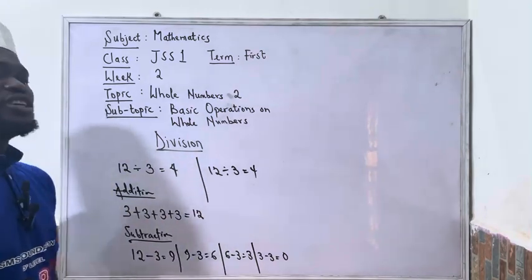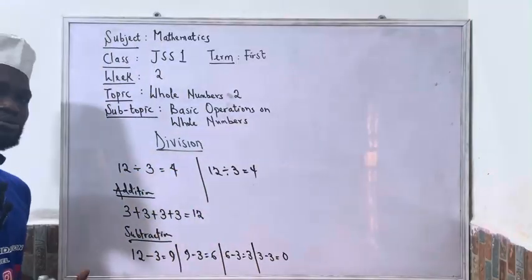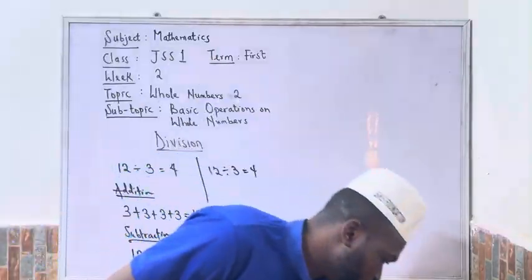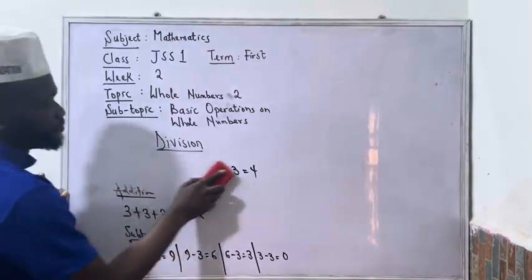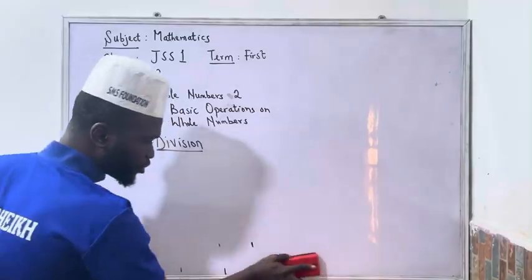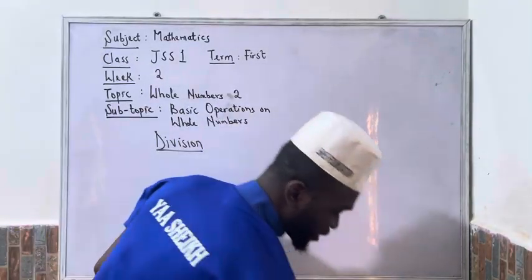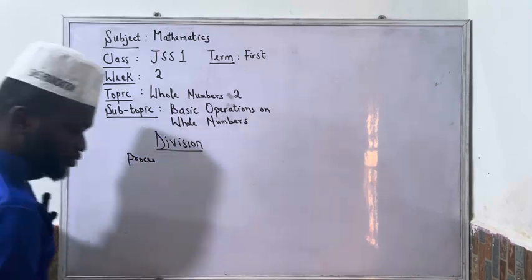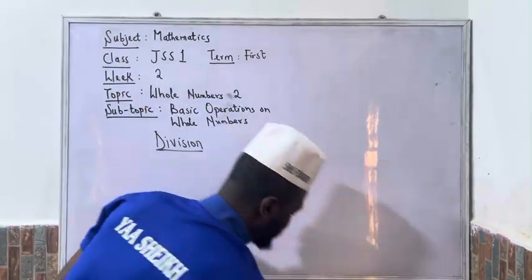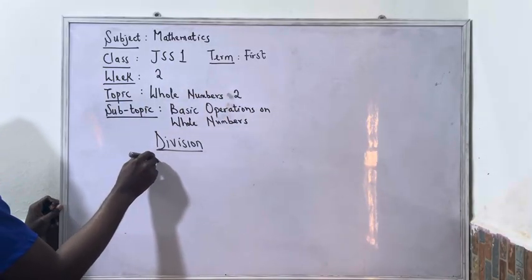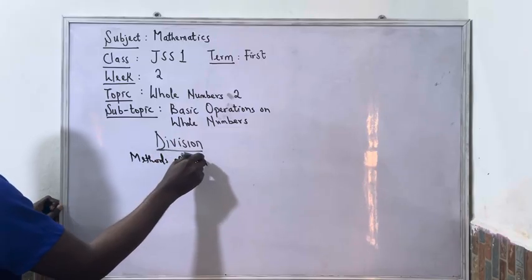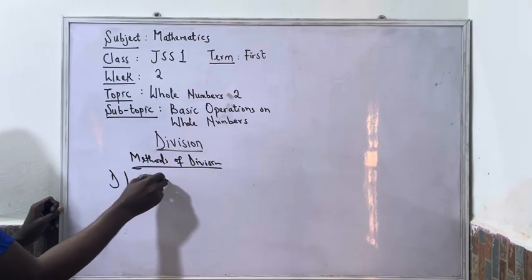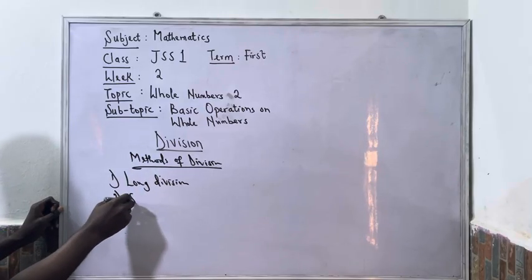However, if you are dealing with big numbers, you might have to use another method. So you can use the method of long division or short division. Those are the two standard methods that you are allowed to use as a GSS student. So there are two methods of division. The first one is long division, and the second one is short division.